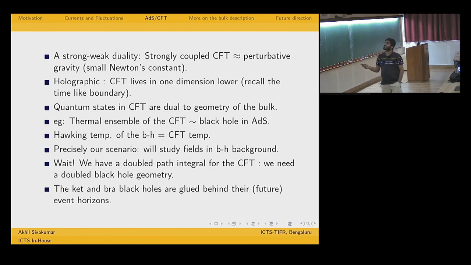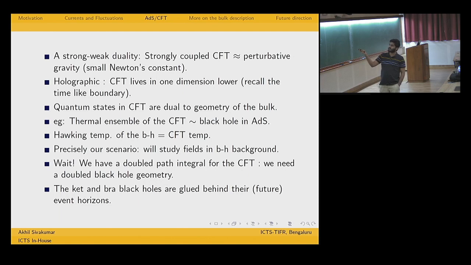So the interesting thing about AdS/CFT is that it's a strong-weak duality. It's a strongly coupled CFT, which is an imposter for some kind of perturbative gravity with small Newton's constant, and you can do perturbative field calculations there. Hence, it's holographic. The CFT lives in one dimension lower. Recall the time-like boundary. And then quantum states in the CFT are dual to the geometry of the bulk. For example, a thermal ensemble of the CFT is dual to a black hole in an asymptotically AdS spacetime.